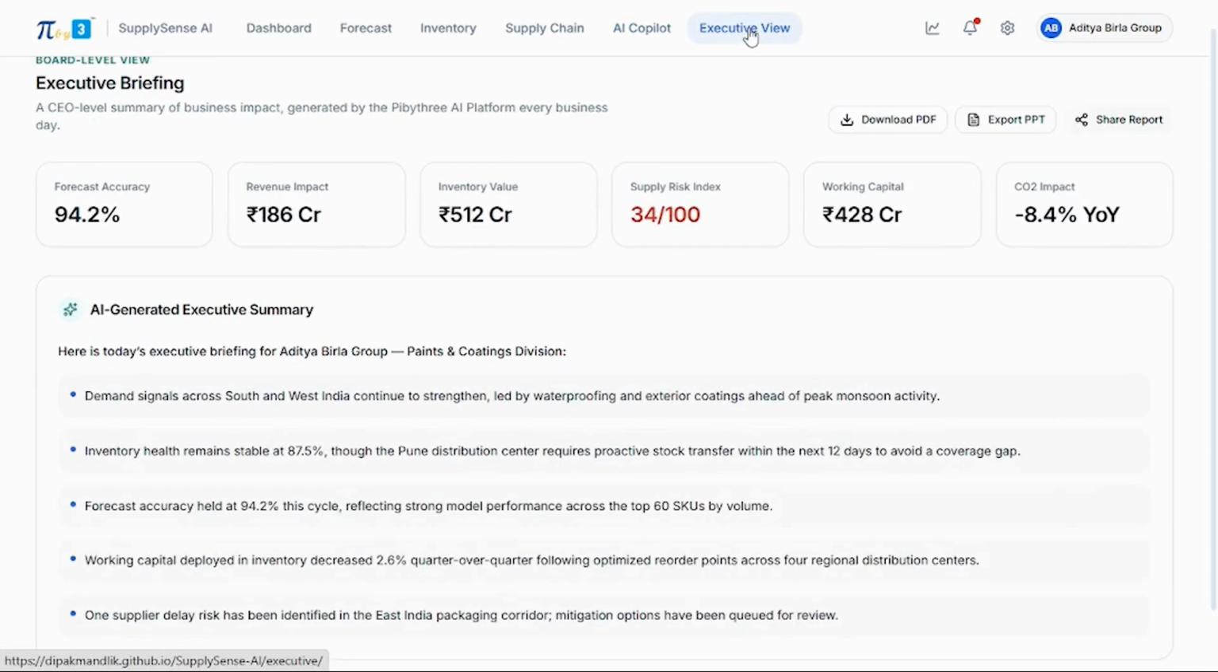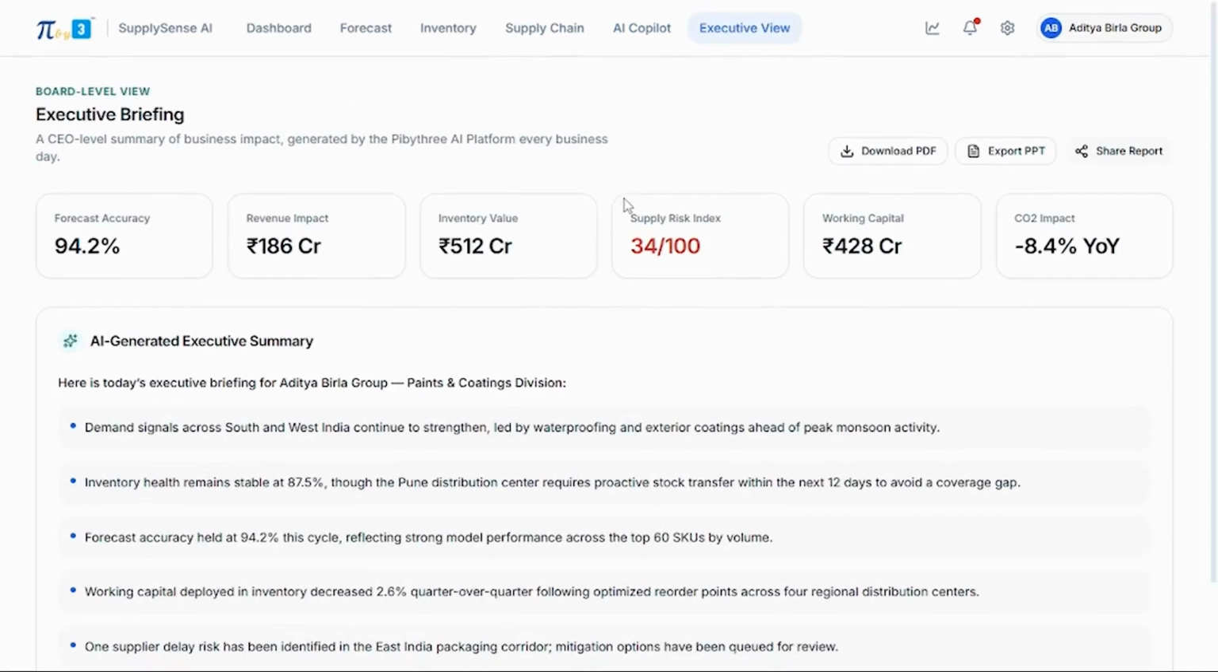Let's move toward the executive view. In the executive view, beyond operational monitoring, the platform also provides comprehensive reporting and analytics. Decision makers can analyze trends over time, compare business units, evaluate operational performance, and monitor strategic KPIs through interactive dashboards. Reports can be exported and shared across business teams, ensuring consistent visibility throughout the organization.